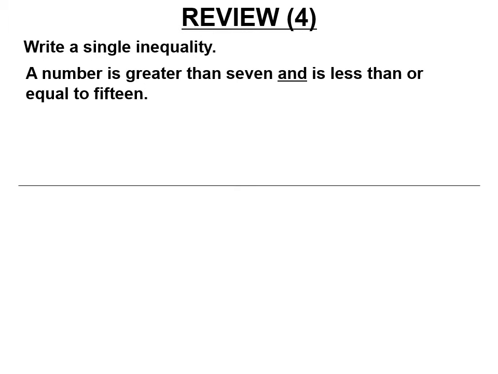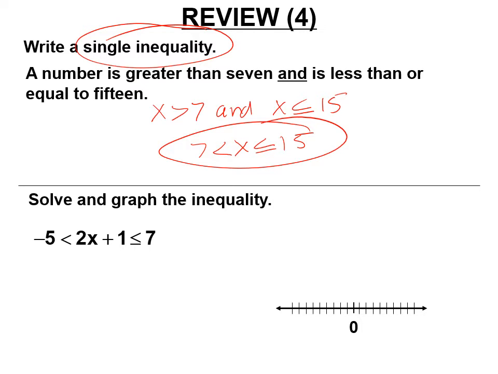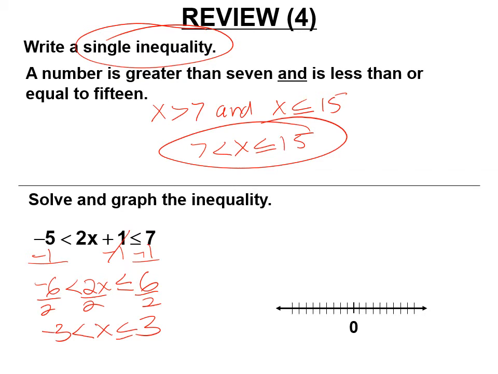A number is greater than 7 and is less than or equal to 15, but it says single inequality. So what that means is we're looking for this. X is between 7 and 15, including 15. Solve and graph that. All right, so that's an "and" inequality. And when you have those, you can do it to all 3 sides, which I think is sort of neat. -5 minus 1 is -6. Less than 2x, less than or equal to 6. And then we divide all 3 sides by 2. -3 is less than x is less than or equal to +3. 1, 2, 3, -3, open circle, +3, closed circle. And we want the x's in between.